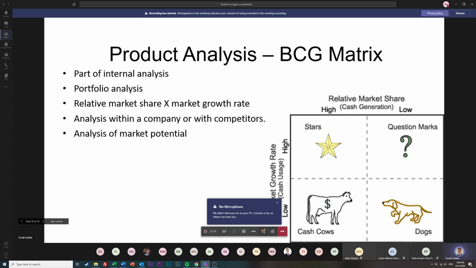And finally, there are dogs. The product can turn into dogs from cash cows, and this is a situation with a low relative market share and low growth rate. The product is at the end of its life cycle, not very attractive on the market, and its turnover is decreasing.